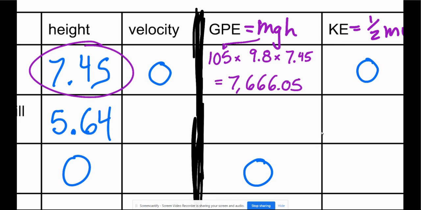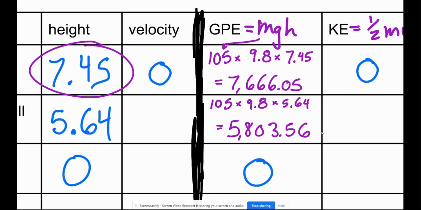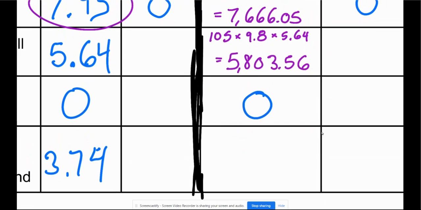For the next one, I'm going to just do the exact same thing, but now I'm going to do it with a different height. So my mass is the same. It's still 105. 9.8 is still G. That hasn't changed. It's still on Earth. And now I just need to multiply by 5.64 instead. And I get 5,803.56. And then we're going to do the bottom one the same way.